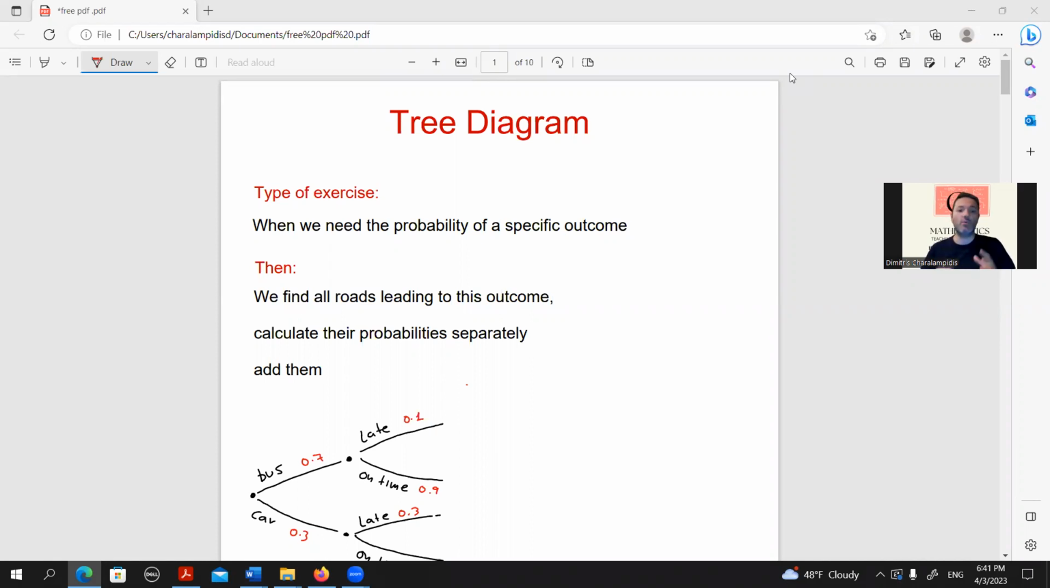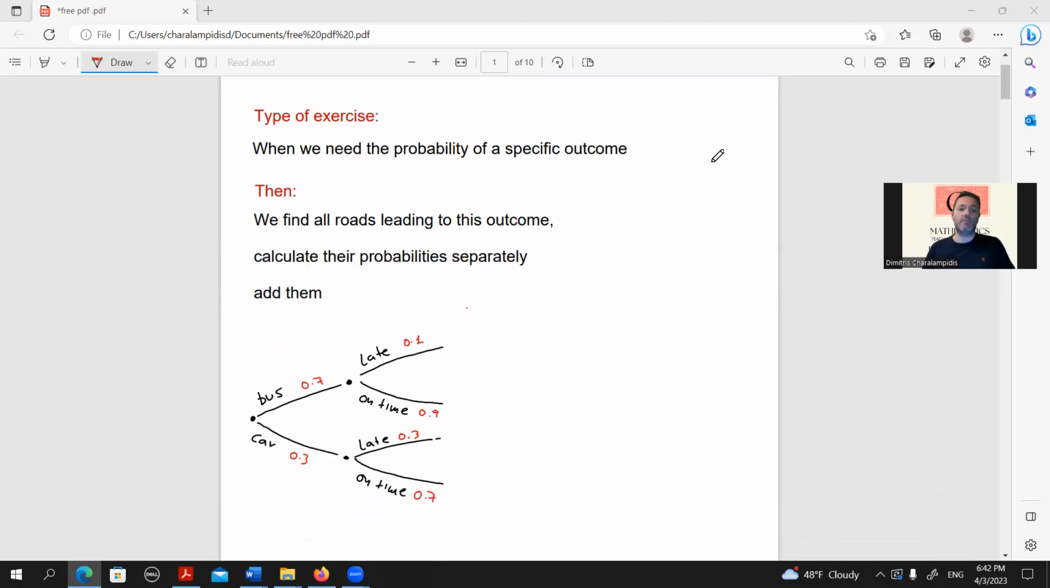We need to find all roads leading to this outcome, calculate their probabilities separately, and then add these probabilities. So we need three things. Once again, recognize all roads leading to this outcome, calculate their probabilities separately, and add them. Let's see that through an example.